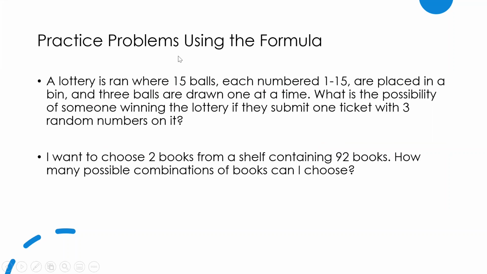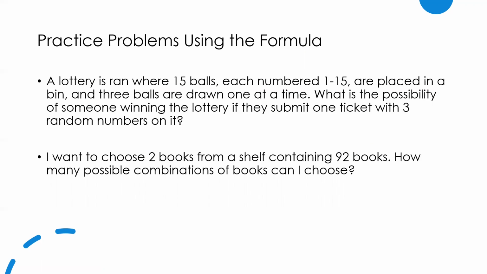So a lottery is run where 15 balls, each numbered 1 to 15, are placed in a bin and 3 balls are drawn one at a time. What is the possibility of someone winning the lottery if they submit one ticket with 3 random numbers on it?